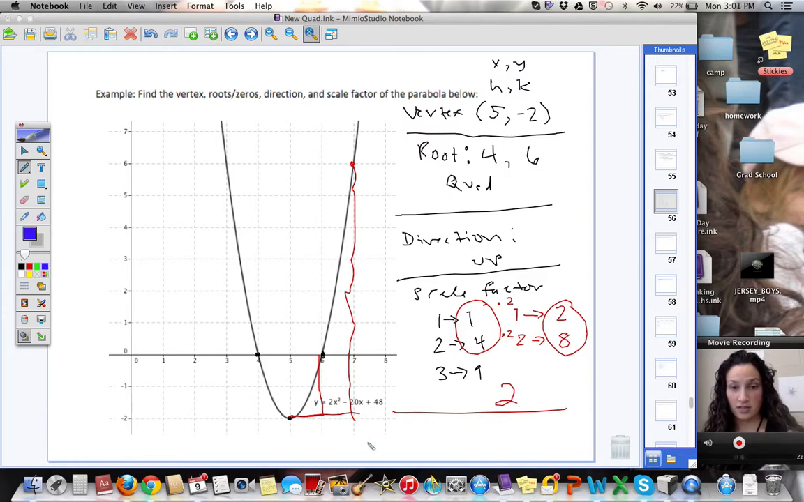So if I were to put this all together, y equals. First, I don't have to do anything with my roots for this one. It's up, so I don't need a negative sign. My direction's up, that means it was not reflected, so I don't need a negative. I went positive 5, so I'm going to show that it's positive by writing -5. It went down 2, so I'm going to keep it as -2. So now I have my vertex. I don't need a negative because it's facing up. My scale factor is 2, so I would just put a 2 there.